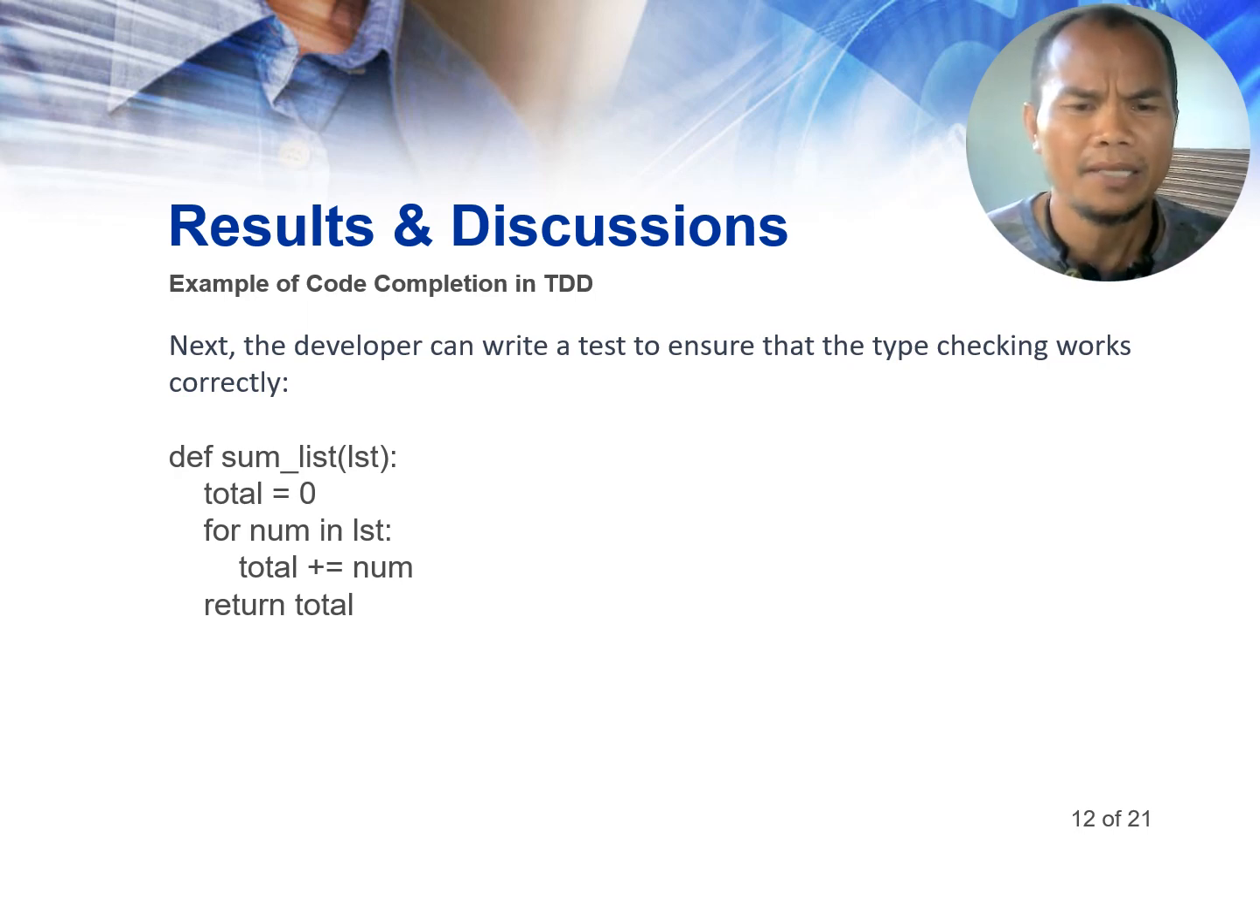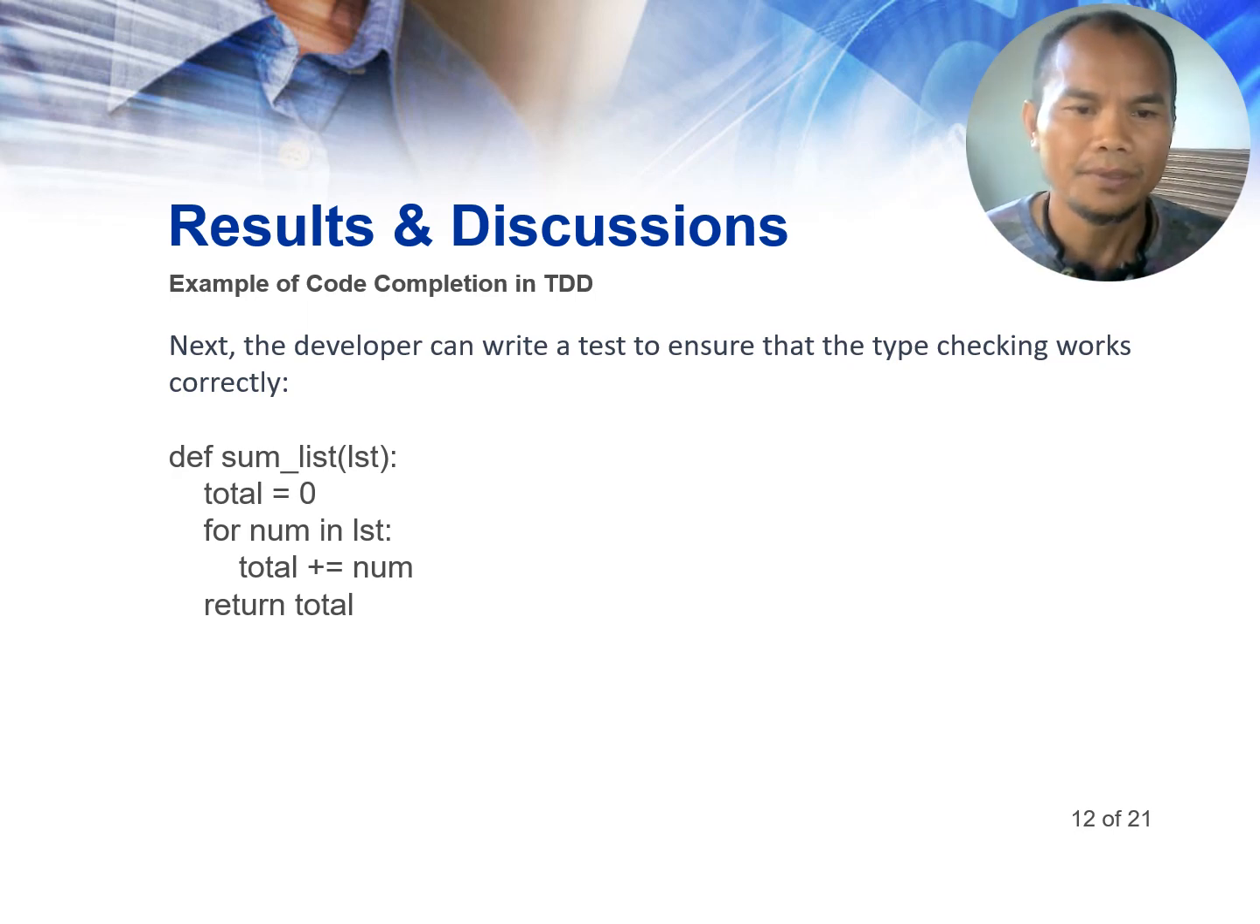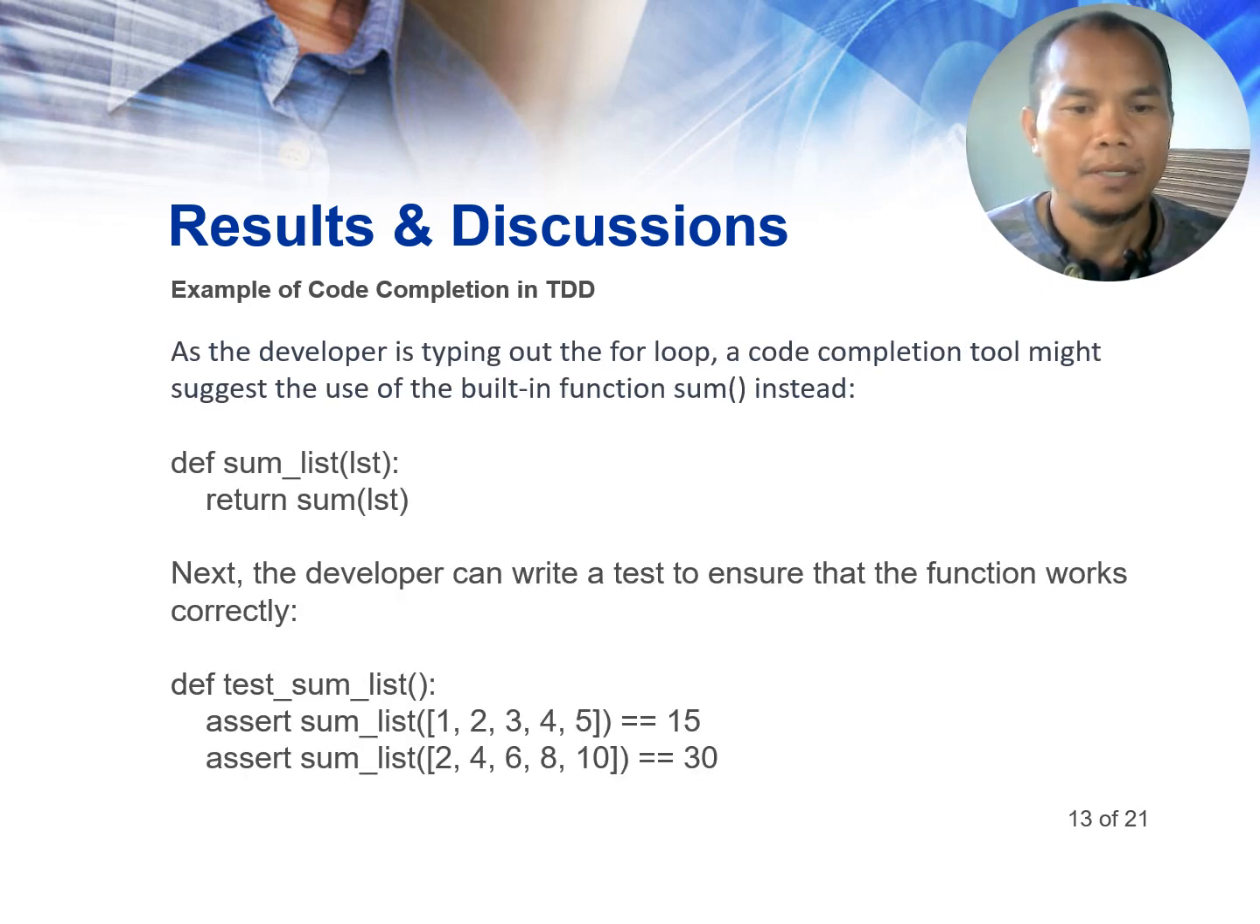So we have sum of list: total equals 0, for num in list, total plus equals num, return total. As the developer is typing out the for loop, a code completion tool might suggest the use of the built-in function sum. So the new code: in this case, the code completion tool helps the developer write code more efficiently and effectively by suggesting a built-in function that can achieve the same result with less code.